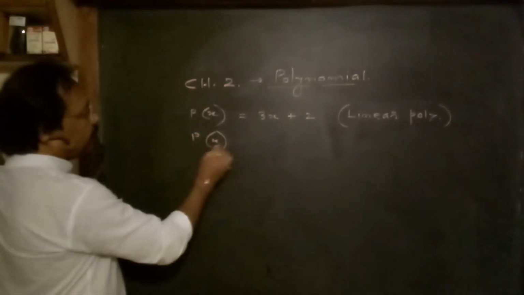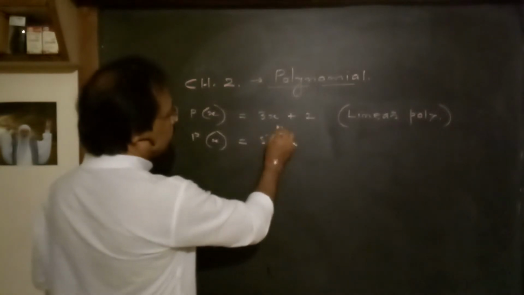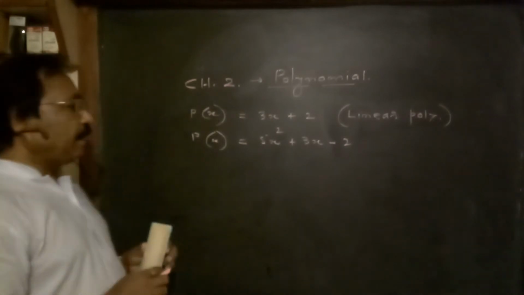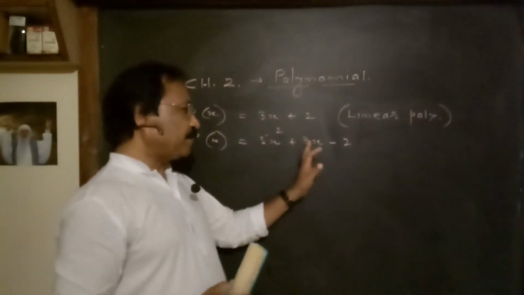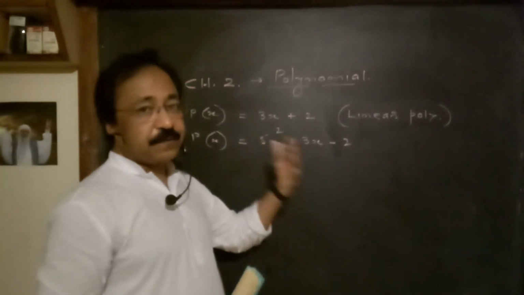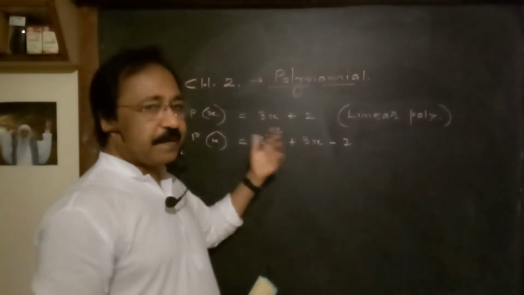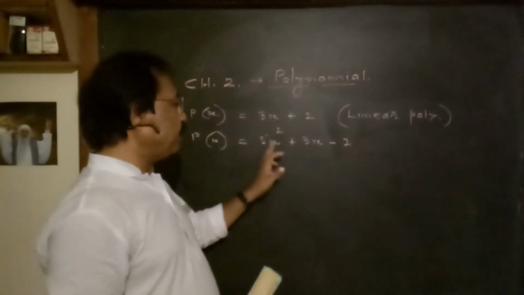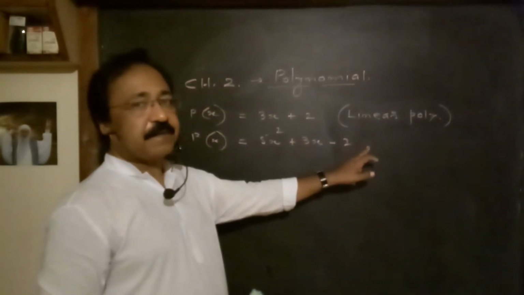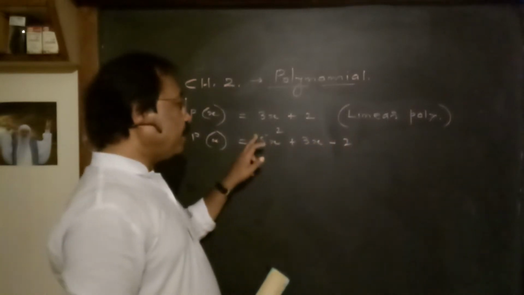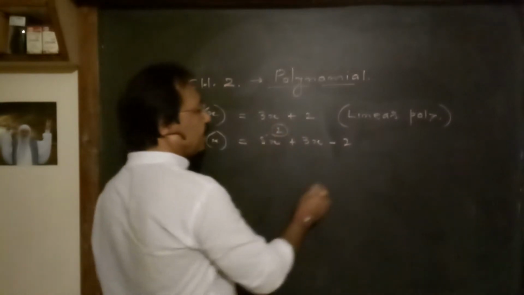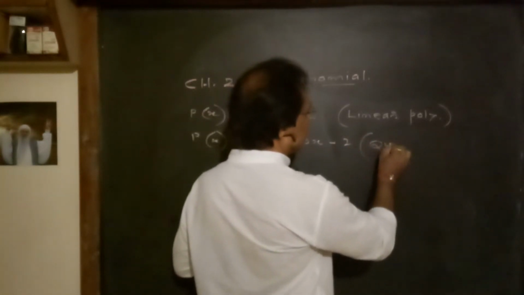Another polynomial, if I write p of x is equal to 5x square plus 3x minus 2. In this polynomial you will see there are 3 terms, 5x square, 3x and minus 2. 3 terms means more than 2; you can write 3, 4, how many terms you want. Here the power of x is 2, here the power of x is 1, and here no x is given, it means the power of x is equal to 0. Then what is the highest power of x? It is 2.